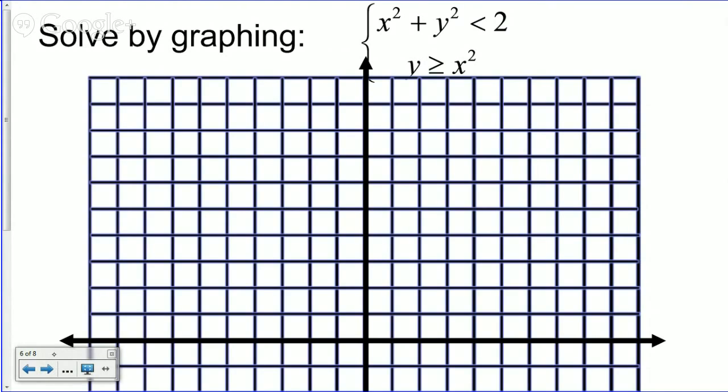Okay, solve by graphing. So if we look at this first one here, we've got a number over here, no numbers over here. So this is a circle. Okay, it is centered at 0, 0, because there's no parentheses. And my radius is actually the square root of this, which is the square root of 2. And the square root of 2 is about 1.4. Okay. So let's graph this circle.